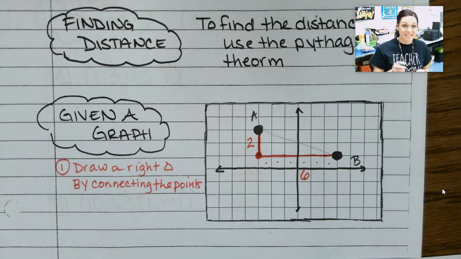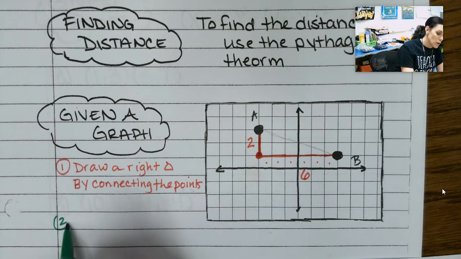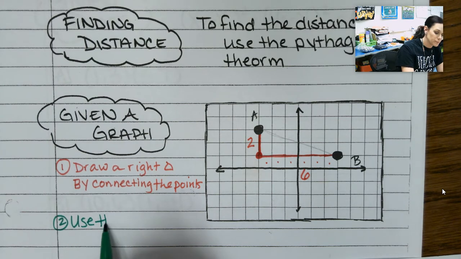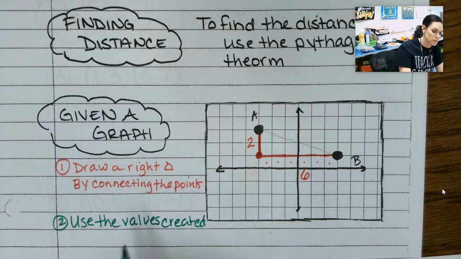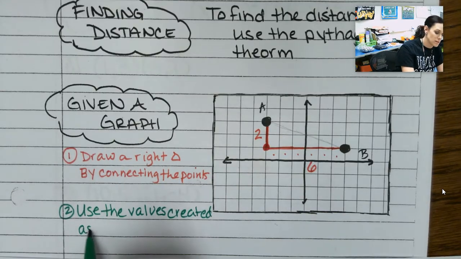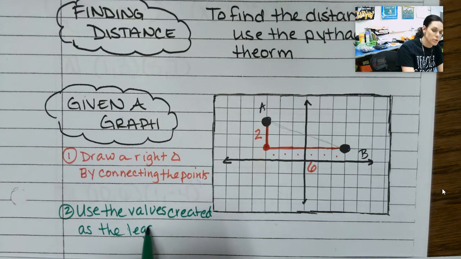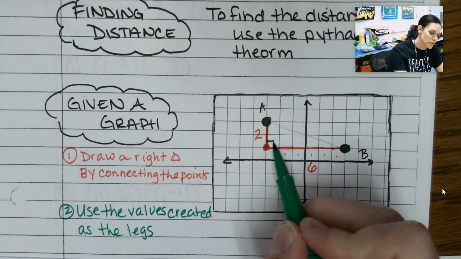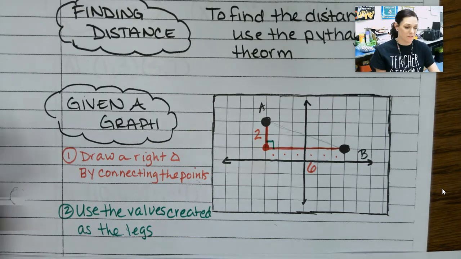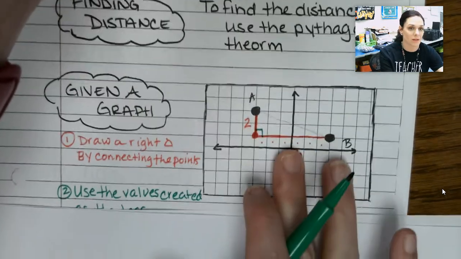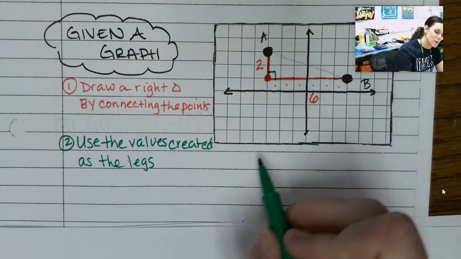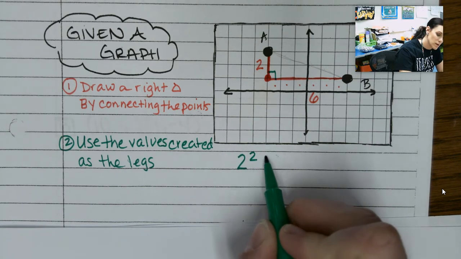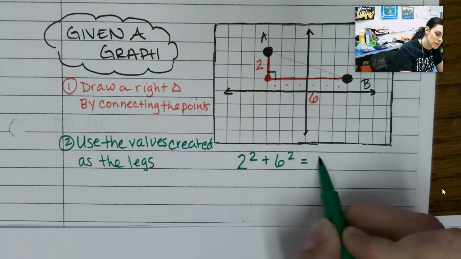My next step then is to use the values created. So we just created 2 values, 2 and 6, as the legs. Those 2 pieces are part of my right triangle, and those are the legs of the triangle. I have 2 units and I have 6 units. So that represents my A and my B. So I'm going to write 2 squared plus 6 squared equals C squared.